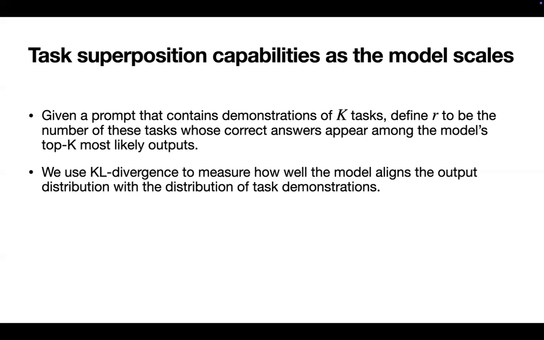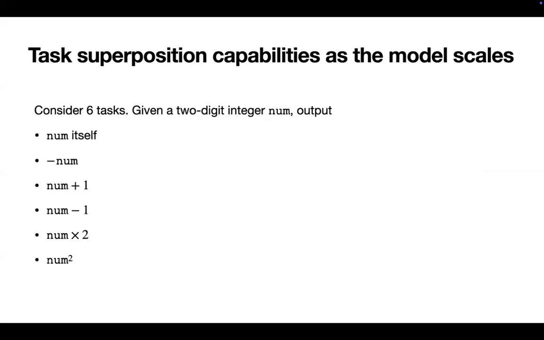The second metric we use measures how well the model aligns its output distribution with the distribution of test demonstrations. We use the KL divergence. And we consider 6 tasks here. The 6 tasks are just that, given a 2-digit integer, we output the integer itself, the negation of the integer, plus 1, minus 1, times 2, and the square. So we consider a set of 6 tasks.